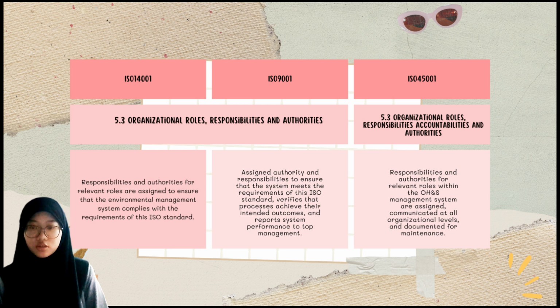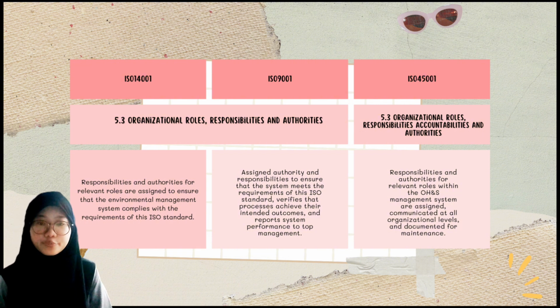4.3 Organization roles, responsibilities, accountabilities, and authorities. For ISO 45001, it's about relevant roles within the OHS management system being assigned, communicated at all organization levels, and documented for maintenance.